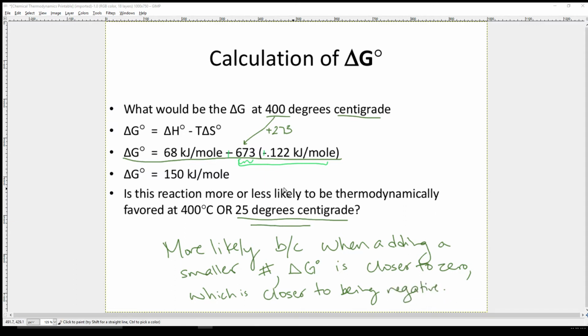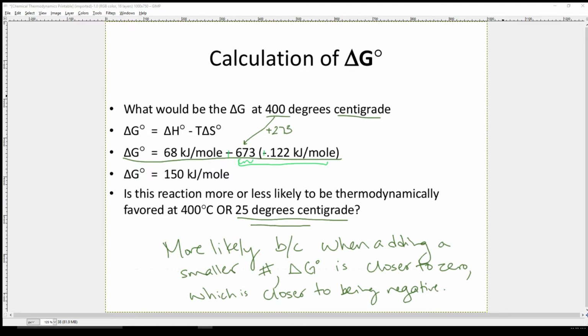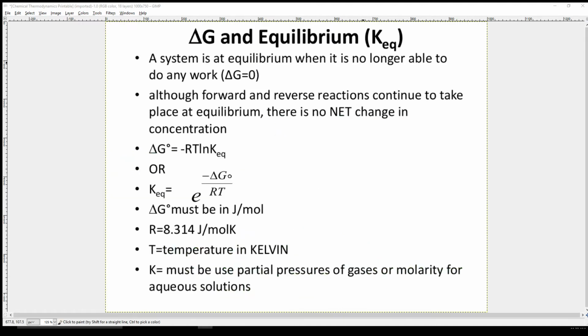Okay, cool. Now, delta G and equilibrium. We want to be able to relate Gibbs free energy to equilibrium. And remember, K eq, what's the formula for figuring out an equilibrium constant again?